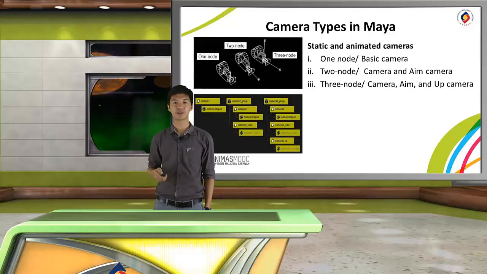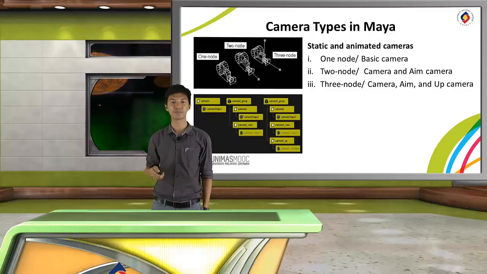There are 3 types of static and animated cameras in Maya. First of all, we can use one node or basic camera for static scenes and for simple animation, as you can see in the figure. This type of camera can be used for simple camera movements such as up, down, side to side, in and out, and panning a scene.